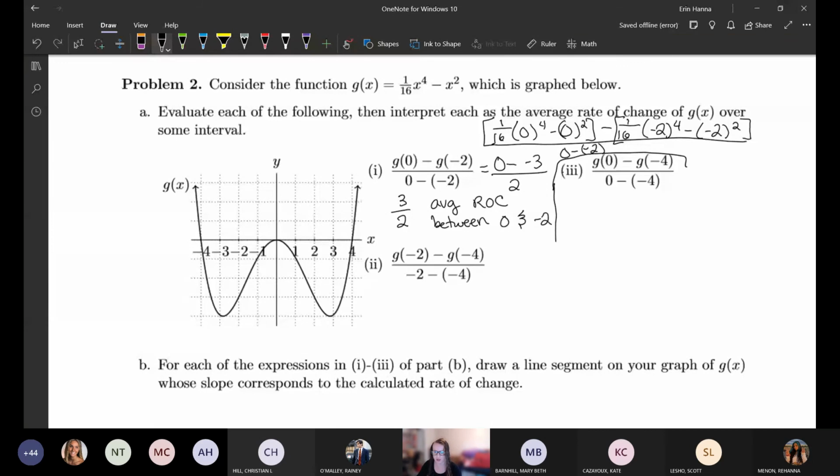Is anybody else's lagging a lot? Mine's not lagging. I have it on multiple screens. I try to keep track of that. But if it's lagging for anybody else, I can try to pause more. No? Okay.